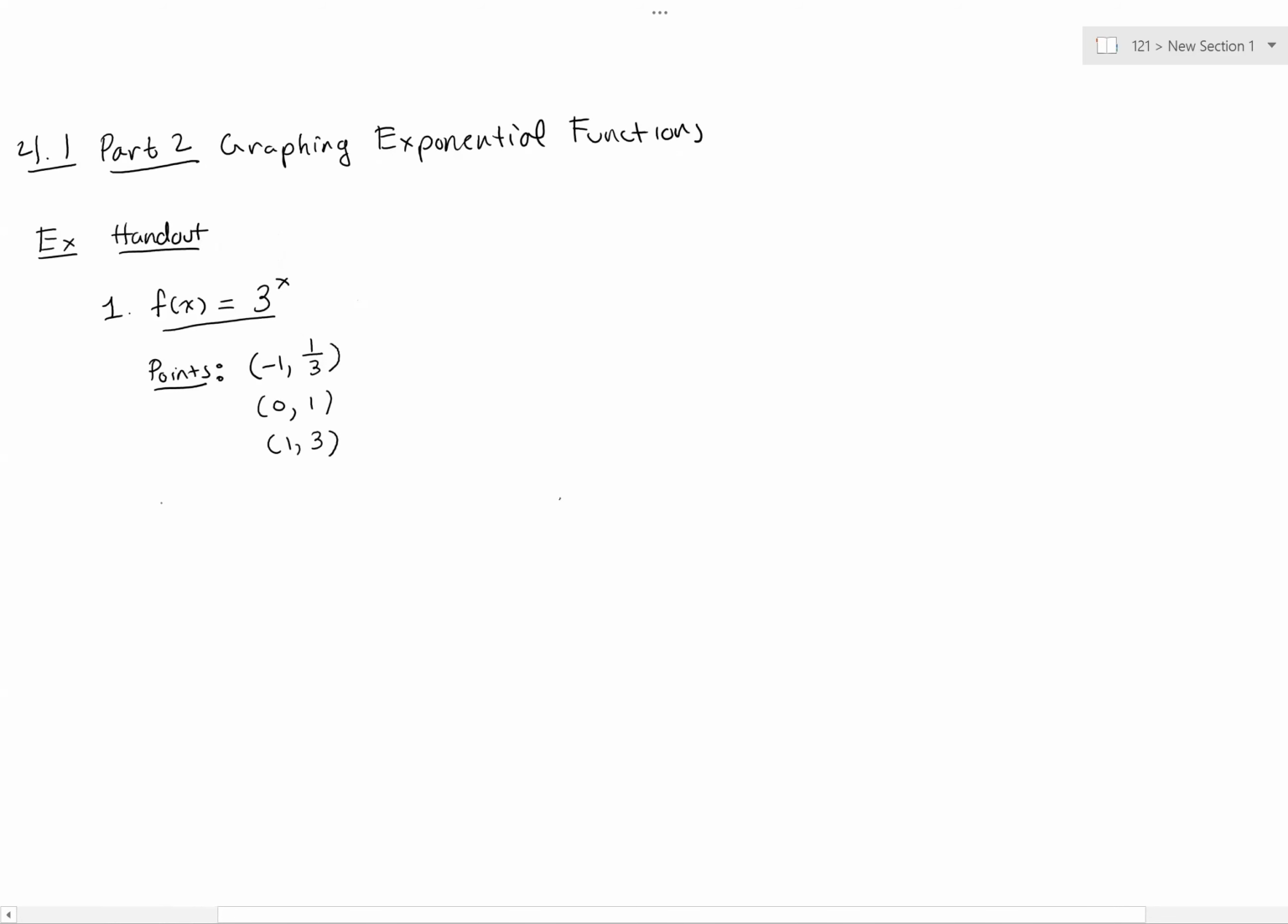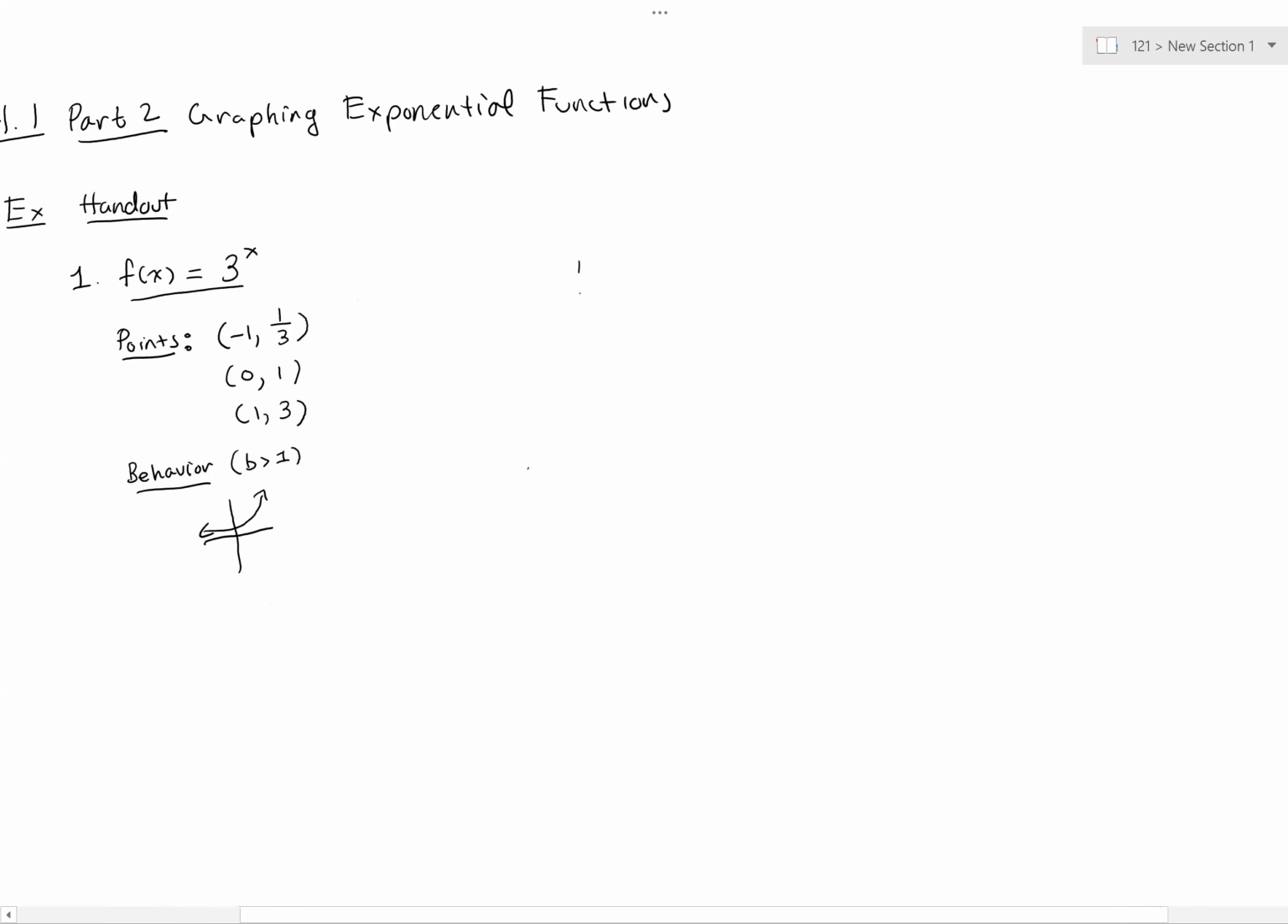Oh, so the general behavior, since the base is larger than 1, we know the graph is going to look something like this. Using all of that, we can get a quick and easy sketch of the graph of this exponential function.